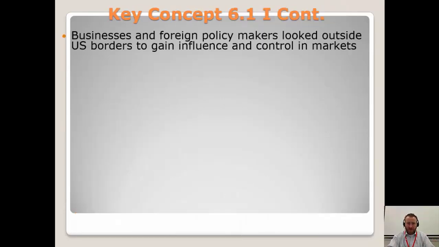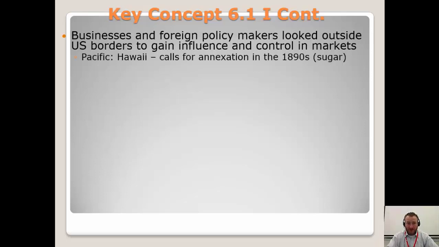So Roman numeral I continued. Businesses and foreign policymakers looked outside U.S. borders to gain influence and control in markets. For example, Hawaii. Think of the Dole family. We annexed Hawaii at the behest of the Dole family in the 1890s, beginning in the 1890s.